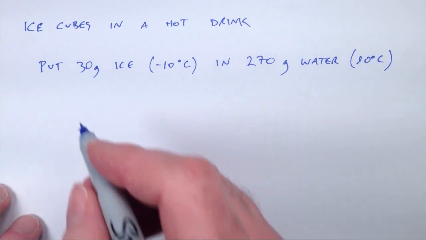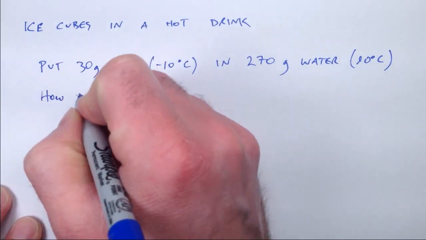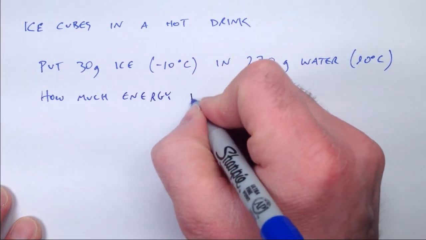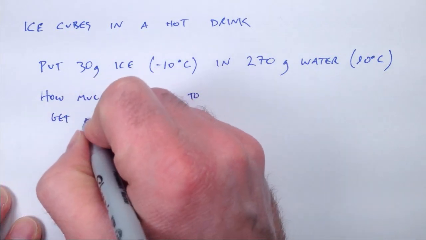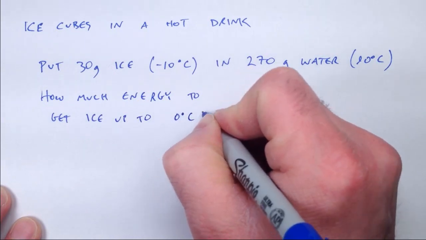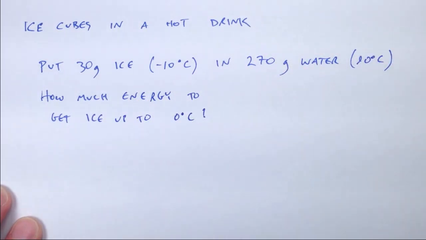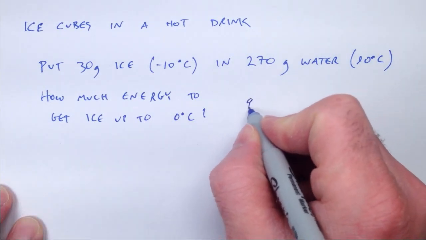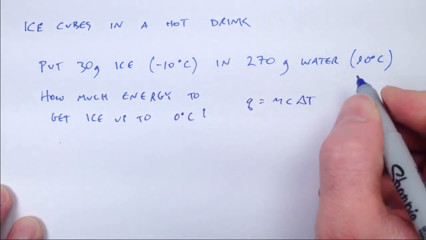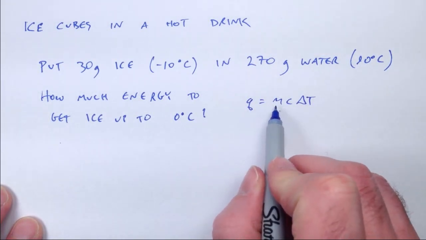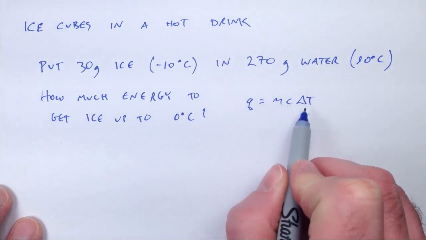First thing we need to know is, how much energy is it going to cost to get this ice up to melting? How much energy is it going to take to get the ice up to 0 degrees Celsius? Just have to put a price tag on that, an energy price tag. So we're going to be using Q equals mc delta T for that. We're looking for Q. We want to know how much energy it is. We know how much ice it is. We know the specific heat of ice, and we know how much we need to warm it up by.